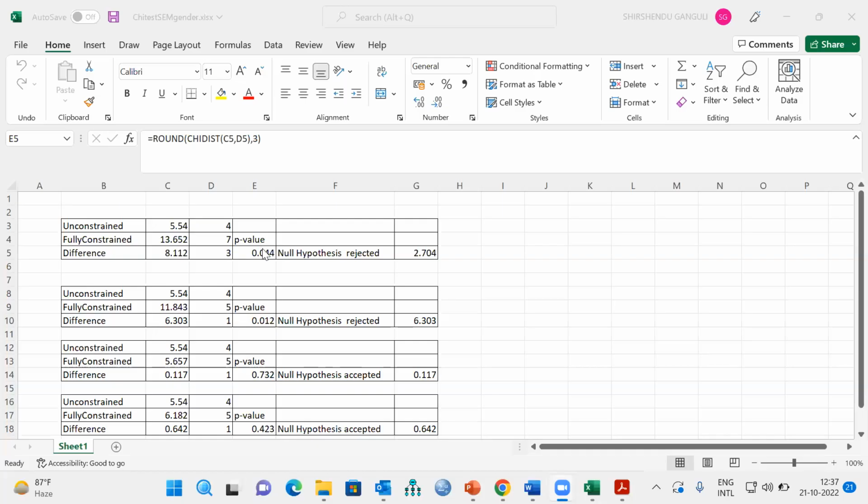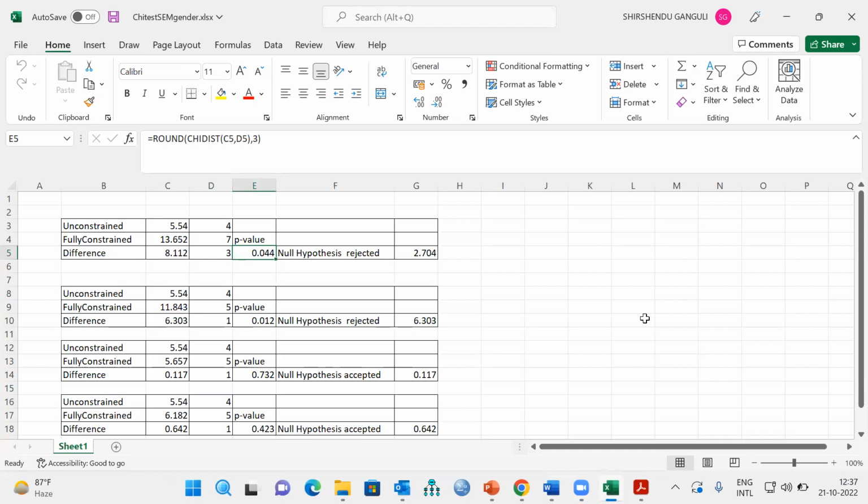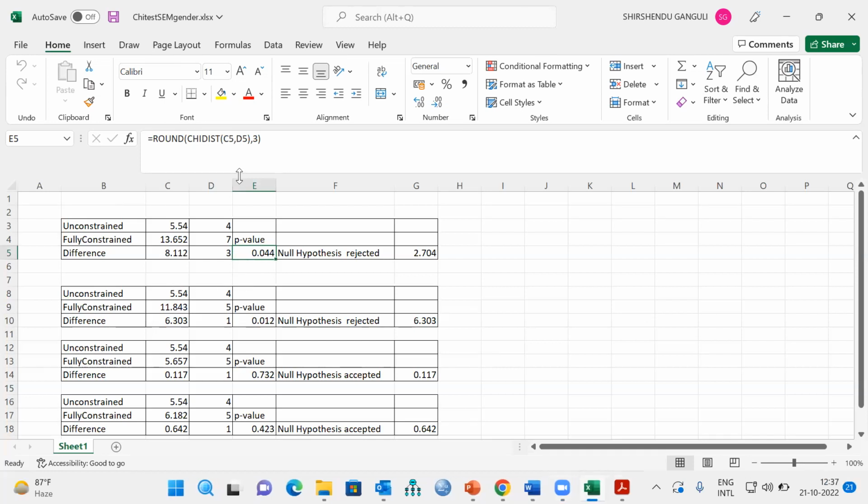Which one? This P-value you are asking? Yes, sir, exactly the P-value. That is the chi-square test divided by degrees of freedom. So once you put the formula, it will automatically calculate the P-value. I have done a chi-square test. Okay, sir.